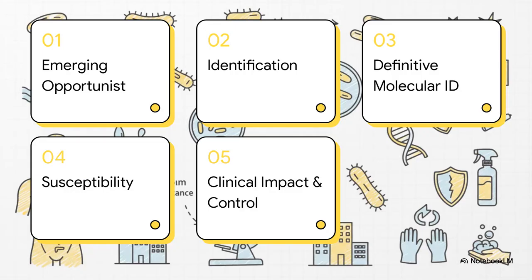So here's our game plan. First, we'll look at why Sphingobacterium multivorum is considered an emerging opportunist. Then we'll head to the bench to talk about identification and its challenges. After that, we'll cover the molecular methods for a definitive ID, tackle the massive headache of susceptibility testing, and finally, we'll tie it all together with clinical impact and infection control.